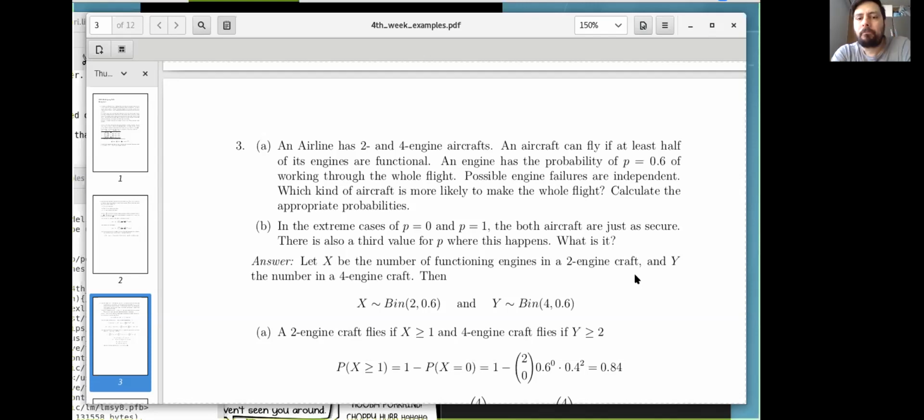So now, the probability that X is greater than or equal to 1 is 1 minus the probability that X is 0. We can easily calculate this. It fails at 0.4 to the power of 2, since both have failed. So that's 0.16. So 1 minus 0.16 is 0.84. That's the probability that the 2-engine aircraft can fly.